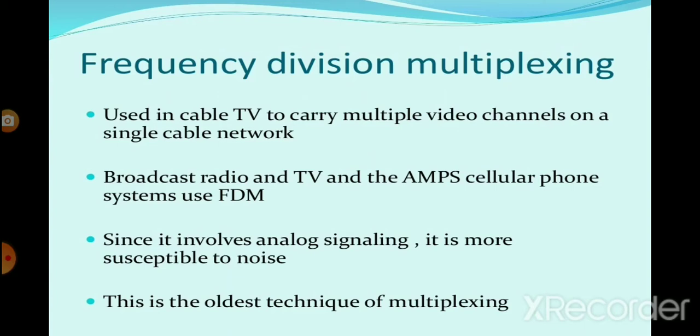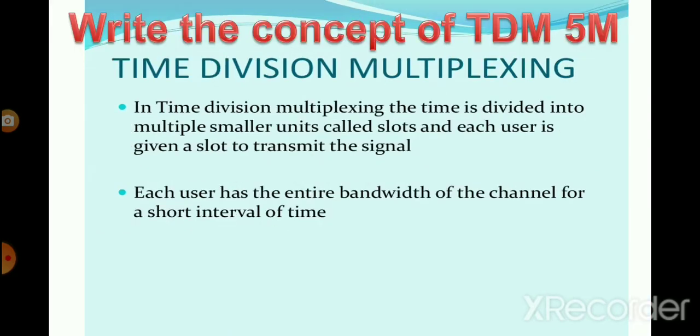Broadcast radio and TV, advanced mobile phone services, and cellular phone systems use FDM. Since it involves analog signaling, it is more susceptible to noise. This is the oldest technique of multiplexing.